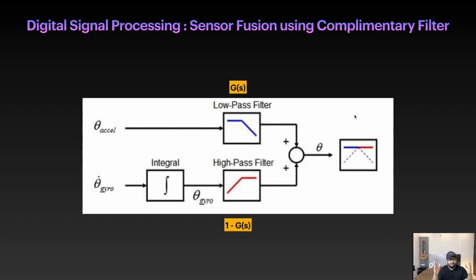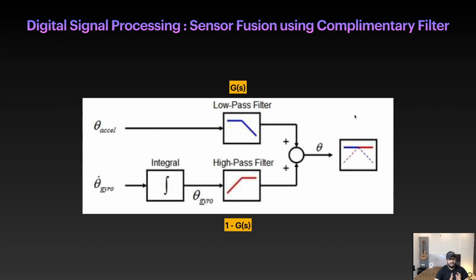We can use something called a complementary filter, where we pass the value of the accelerometer through a low pass filter, and we pass the integrated gyroscope value through a high pass filter, and together we get a complementary filter, because the low pass filter is the complement of the high pass filter. That is, if your low pass filter is G(s), your high pass filter will be 1 minus G(s), and ultimately you will get the full value, that is the one value. So this is a very powerful concept and very easy to implement.